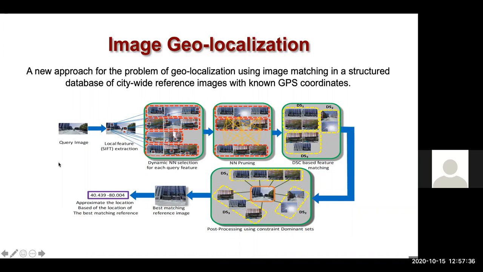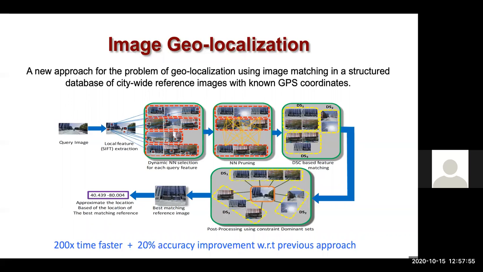So we built a pipeline where dominant sets play a major role, and we were able to obtain an algorithm which is 200 times faster than previous approaches, and we got an accuracy which is 20% better than the previous state-of-the-art approaches.